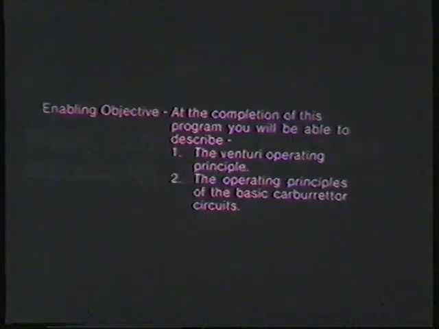At the completion of this program, you will be able to describe the Venturi operating principle and the operating principles of the basic carburettor circuits.